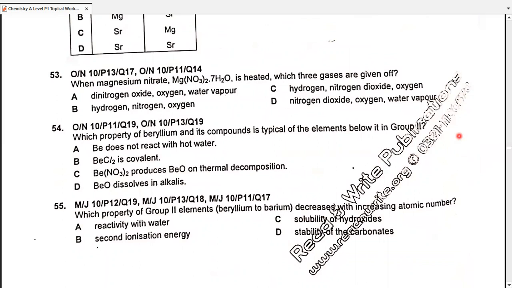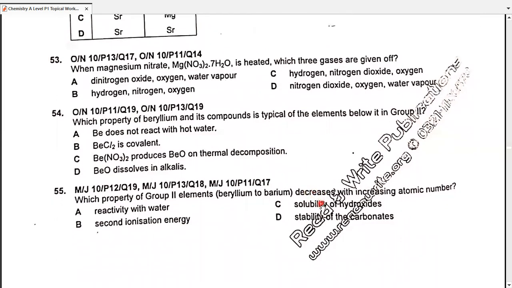When magnesium nitrate is heated, oh, that's too easy, right? Yes. Because you're going to easily tell me, NO2 plus oxygen plus water vapor. So you already know this is D. So 54.